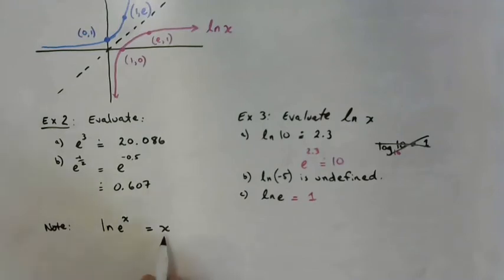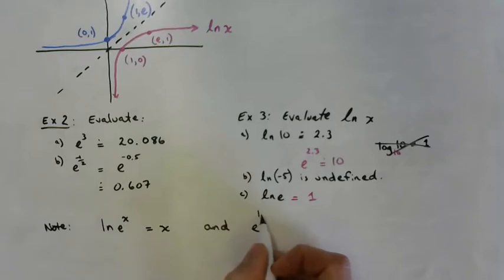So that makes sense. It's saying that x is the exponent that we need to raise e to get e to the power of x, right? Because this would be a log base e. So e to the power of x is e to the power of x. That's easy. What else? e to the power of the natural log of x equals x.